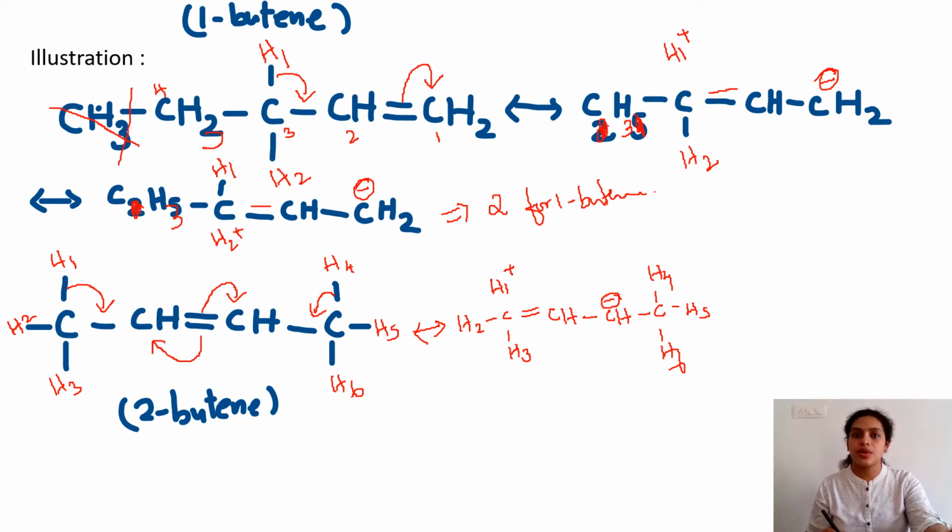Okay, so we will get 6 hyperconjugative structures, and with this evidence we can say that 2-butene is more stable than 1-butene, because in 2-butene there are 6 hyperconjugative structures and in the case of 1-butene there are only 2 hyperconjugative structures.